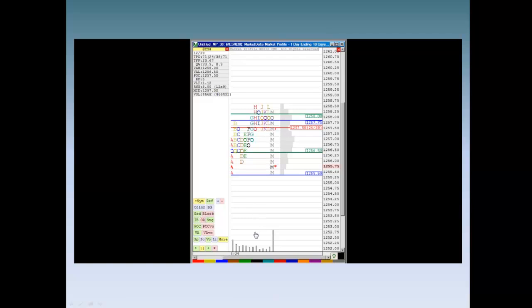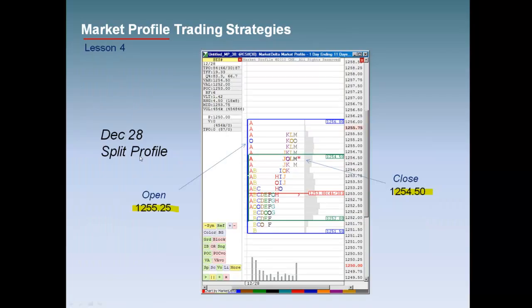Now, actually, the day we just looked at was the following day after the 28th. And I wanted to show you this to show you where prices picked up from the close of the 28th. So let's take a look at it again. We closed at 1254.50 on the 28th, and now let's take a look at what happened on the 29th. Prices opened right at 1256.25. So actually we opened up a little bit from the prior day.